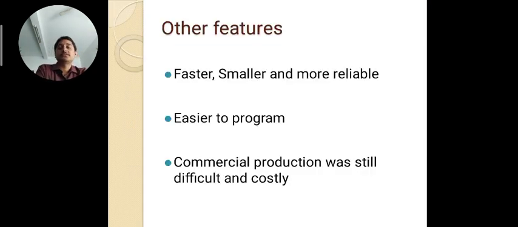Other features was, it was faster than first generation, it was smaller than first generation computers, and it was more reliable in comparison to the first generation computer. Means it was not as fast as our present computer, but it was faster than the first generation computer. It was easier to program. Commercial production was still difficult and costly.